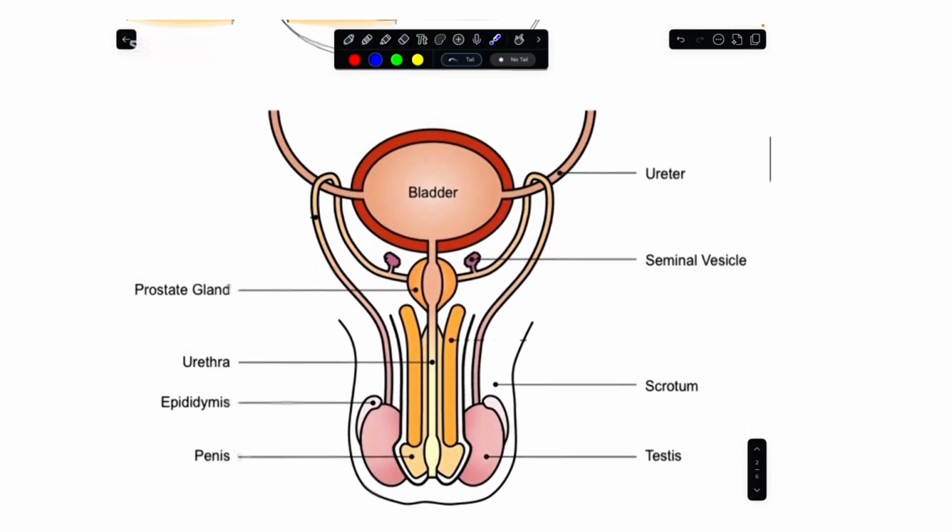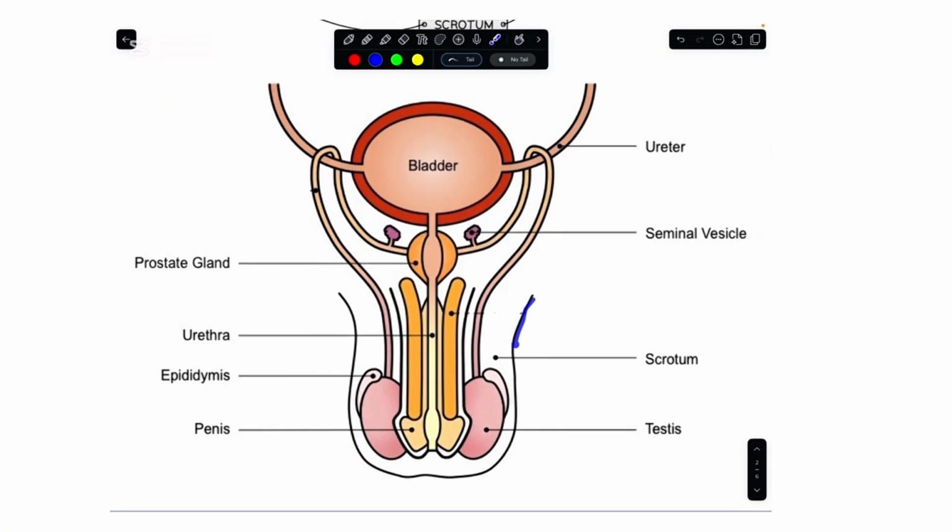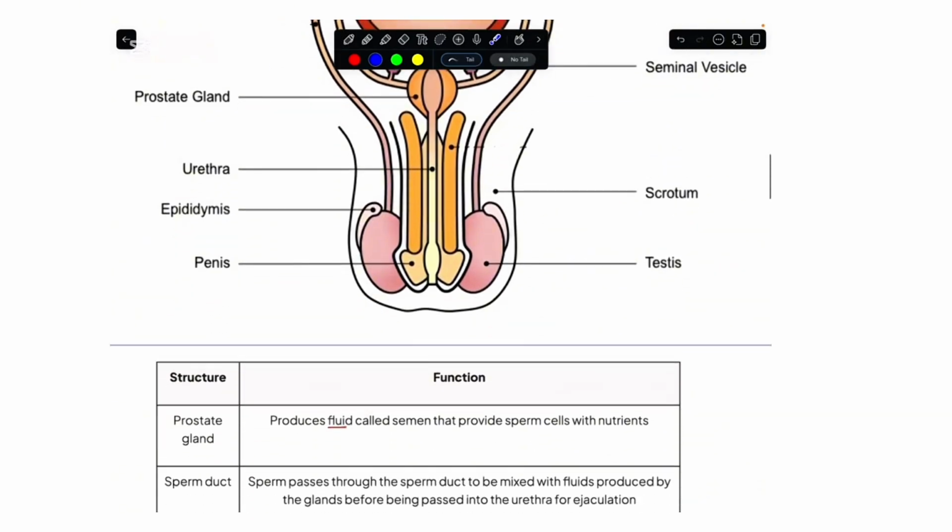If I were to show you some other diagrams, this is the scrotum, these are the testes, here we have the epididymis, then the spermatic cord comes up here. This is the seminal vesicle gland. Here we have got the prostate gland. At the top there is the urinary bladder, and this is the urethra, and this is the male penile organ, which we refer to as the penis.